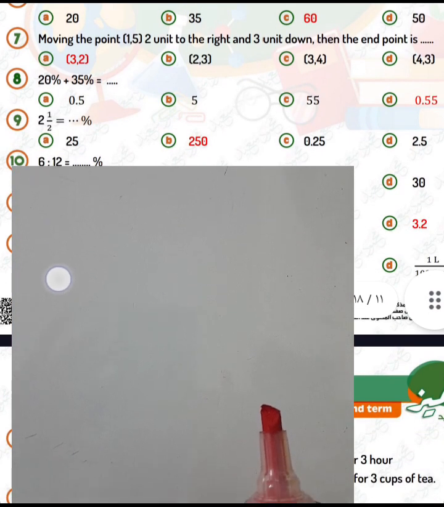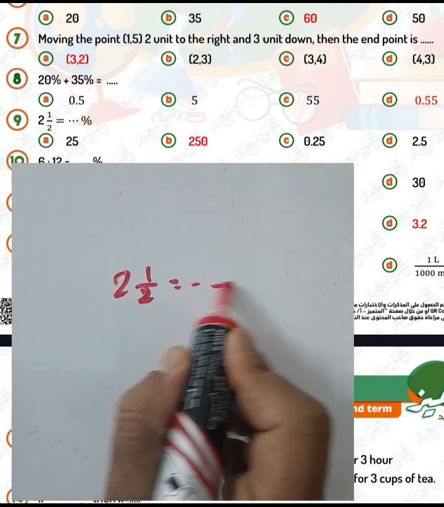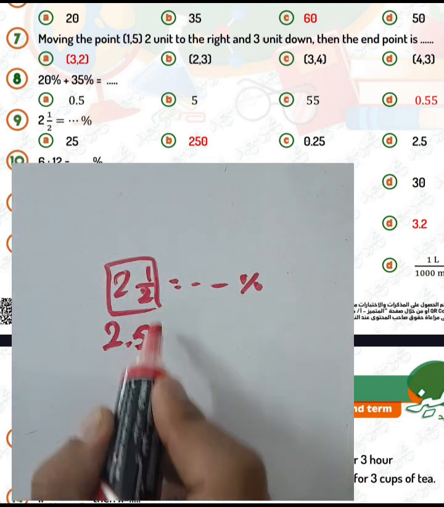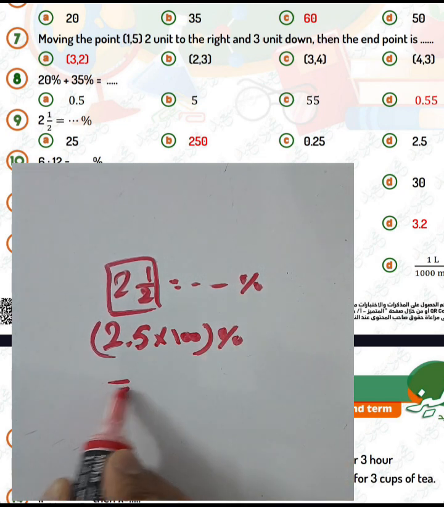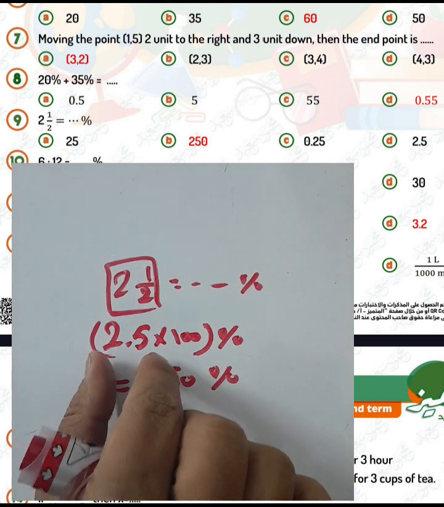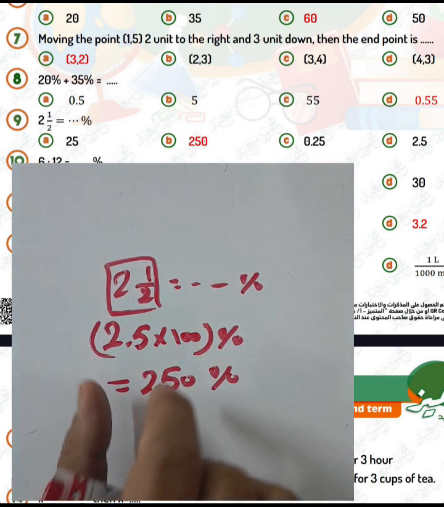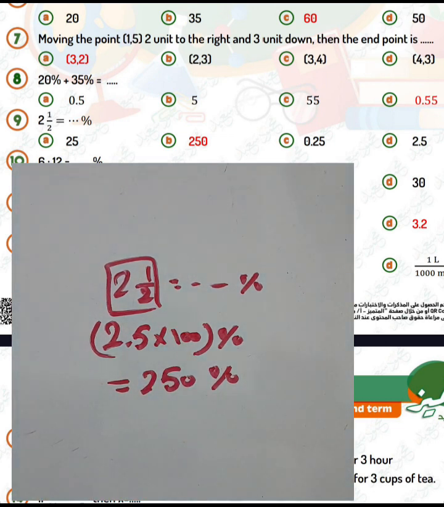Question number 9. 2.5 equals blank percent. You can write 2.5. Convert from decimal number to percent: multiply by 100 and then divide by 100. Then the result will be 250%. Multiply by 100 divided by 100 means the percent, because percent means the ratio between two numbers, where the second term equals 100.